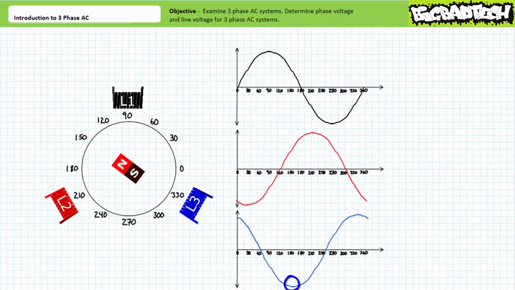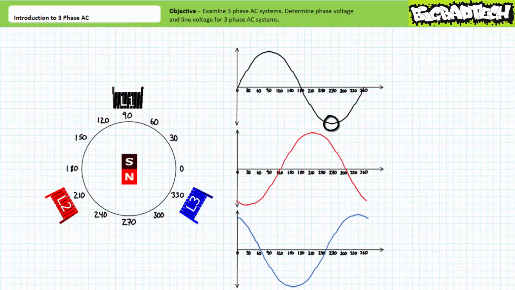At 150 degrees, winding L3 is aligned with the south pole, and induced voltage across winding L3 achieves a negative maximum. At 180 degrees, the approaching south pole causes induced voltage across winding L1 to cross zero, going negative. At 210 degrees, winding L2 is aligned with the north pole, and induced voltage across winding L2 achieves a positive maximum. At 240 degrees, the approaching north pole causes induced voltage across winding L3 to cross zero, going positive.